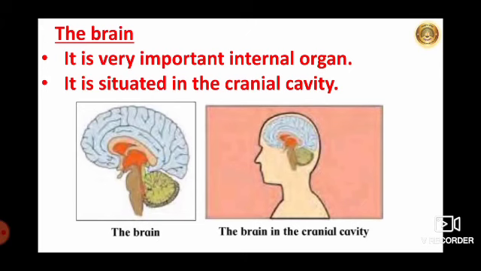Students, now we will learn about the brain. It is a very important internal organ. It is situated in the cranial cavity. Where are the lungs and heart situated? In the thoracic cavity. And the brain is situated where? In the cranial cavity. It controls all that we do. It is in the brain that we become aware of emotions such as anger, joy, sorrow, etc. The meaning of the information collected by our sensory organs is also understood in the brain.